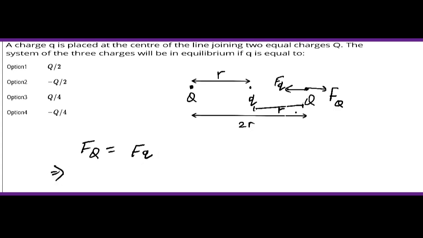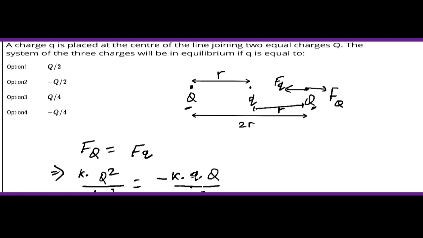So F capital Q will be K into Q into Q, that is Q square upon the net distance 2r, so its square will be 4r square, equal to, now look, the value of small q will be of the opposite nature to capital Q. If capital Q is positive, then small q should be negative, because the force between small q and capital Q is attractive. So you can write it as minus K into small q capital Q upon r square, since the distance between these two charges is small r.